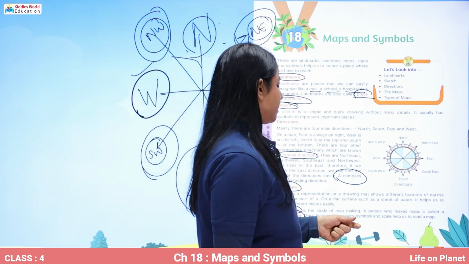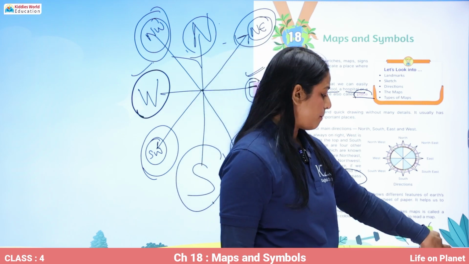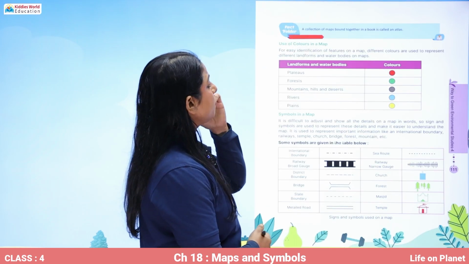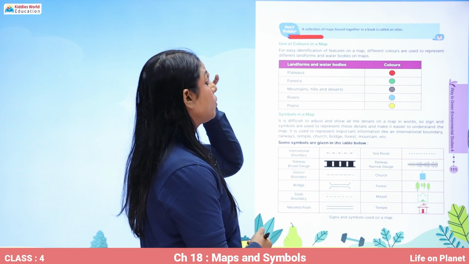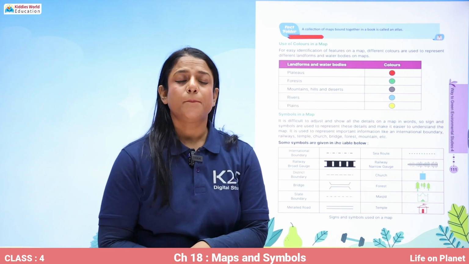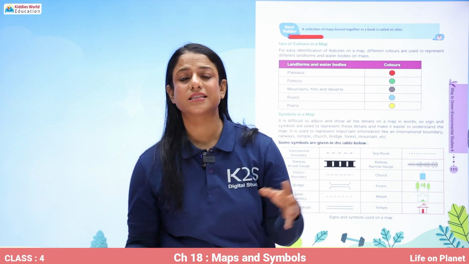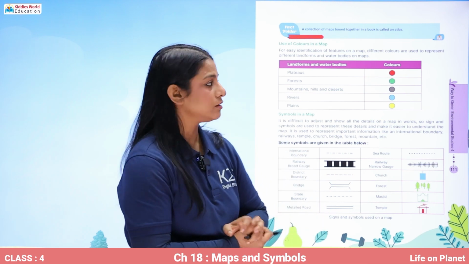Map features like colors, symbols, and scale help us to read a map. A collection of maps bound together in a book is called an atlas. Many children have an atlas at their home, and it's the compilation of maps.